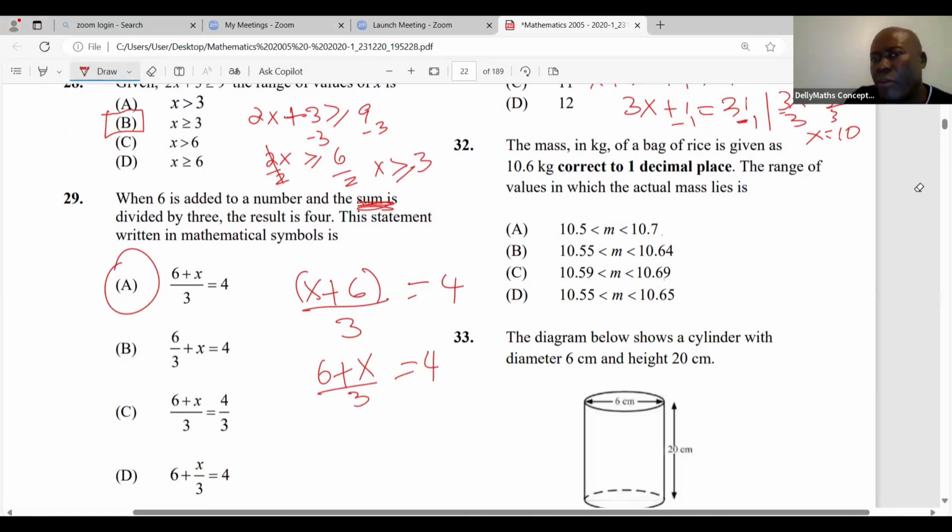The mass in kilograms of a bag of rice is given as 10.6 kilograms, correct to 1 decimal place, which suggests that it was rounded, right? The range of values in which the actual mass lies is what? We want to see if these could have been rounded to give this and nothing else. Let's take a look. This is not good because this is saying less than. That means 10.68 is already here, 10.69, and this could go to 10.7, but we have to stop at 6, so this can't work.